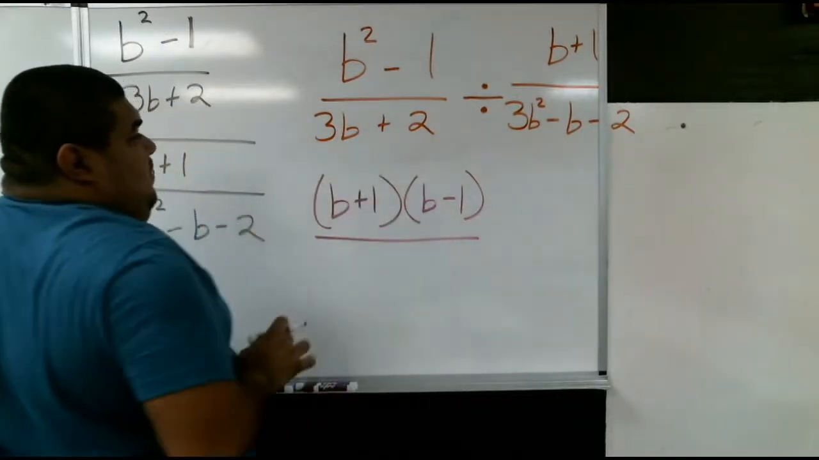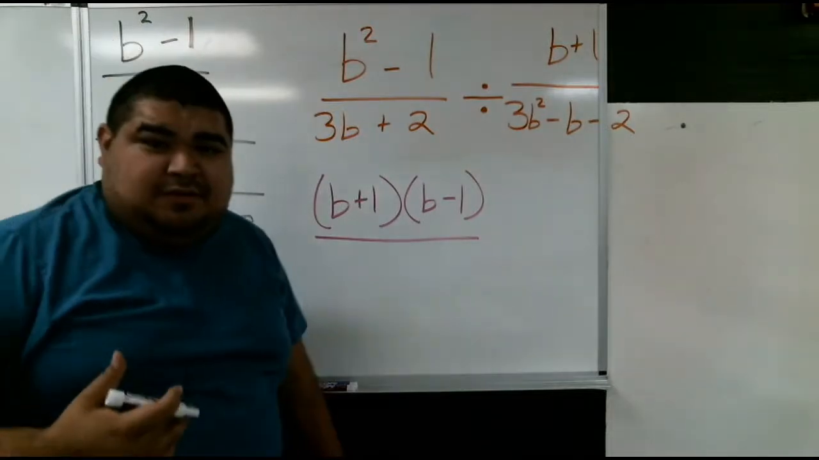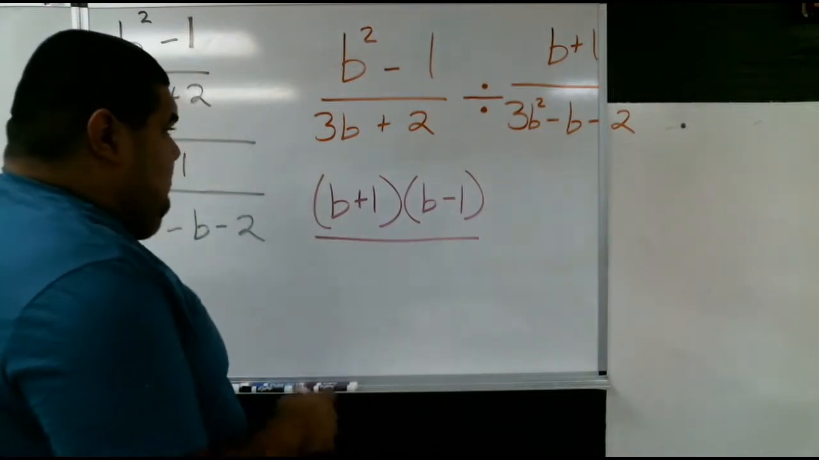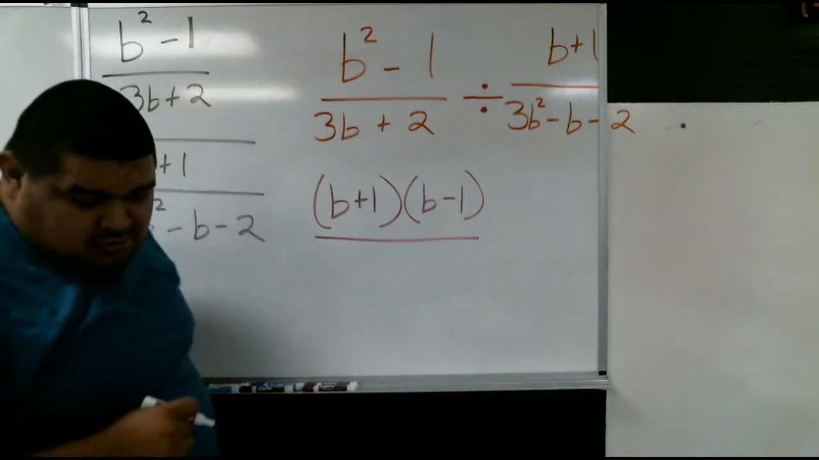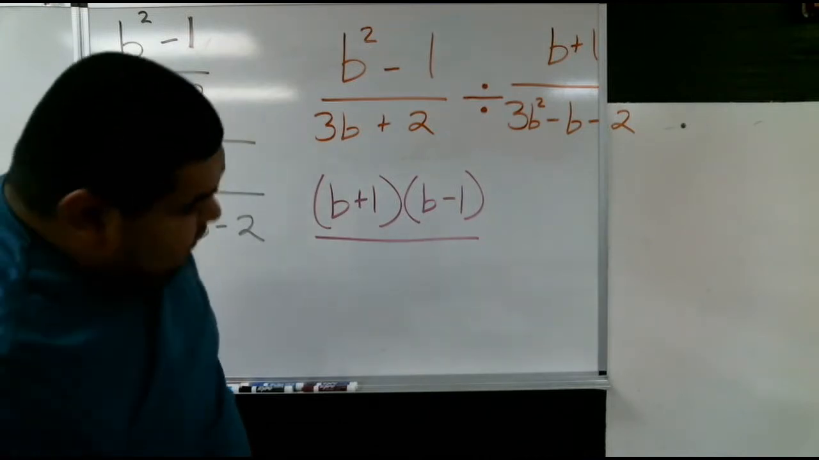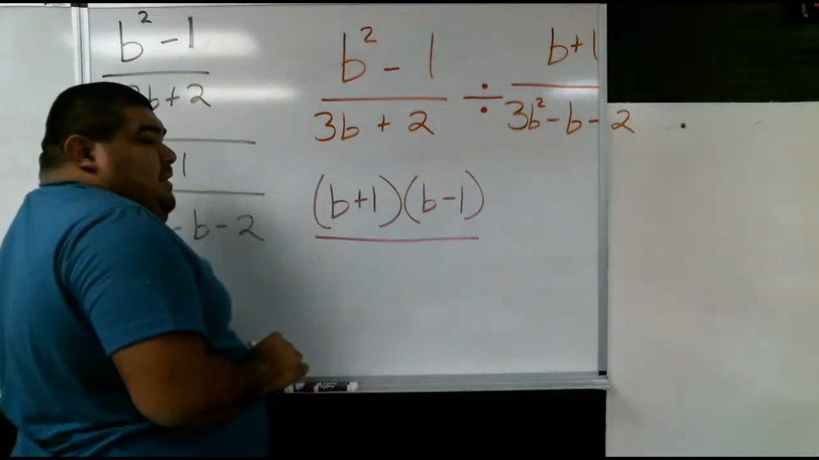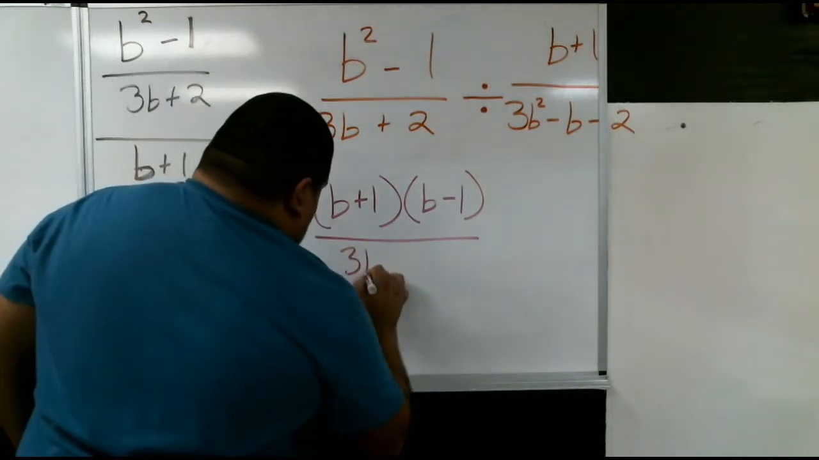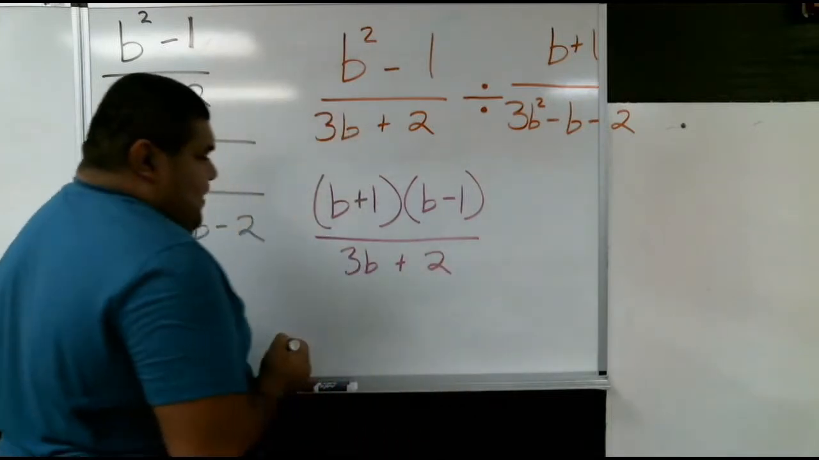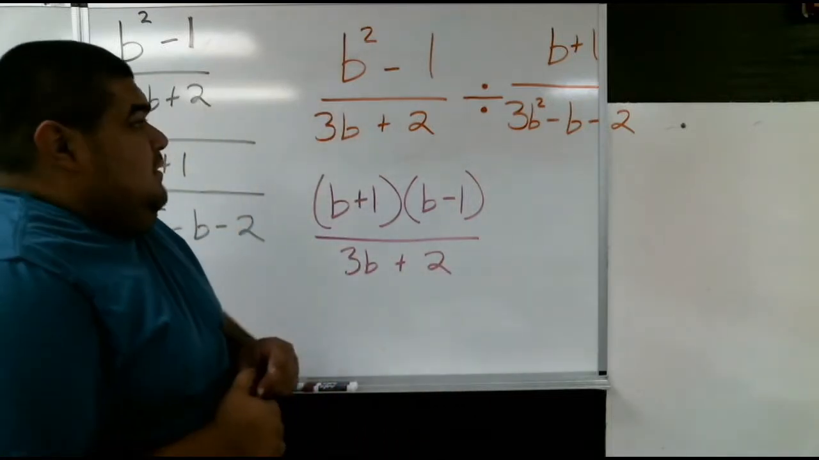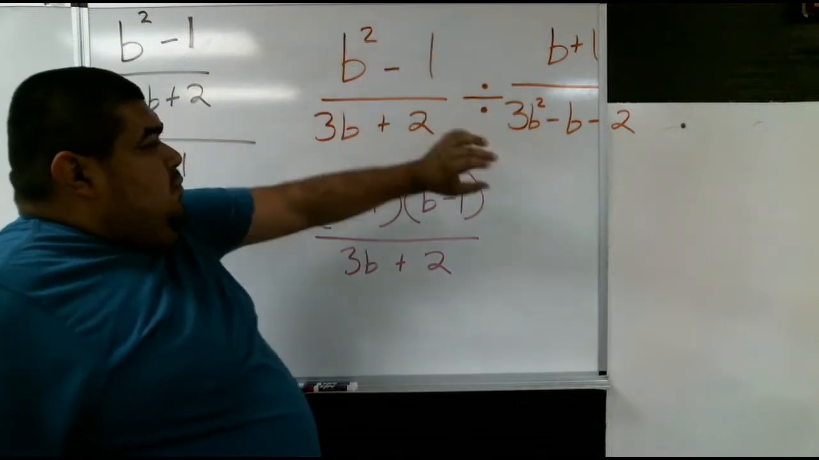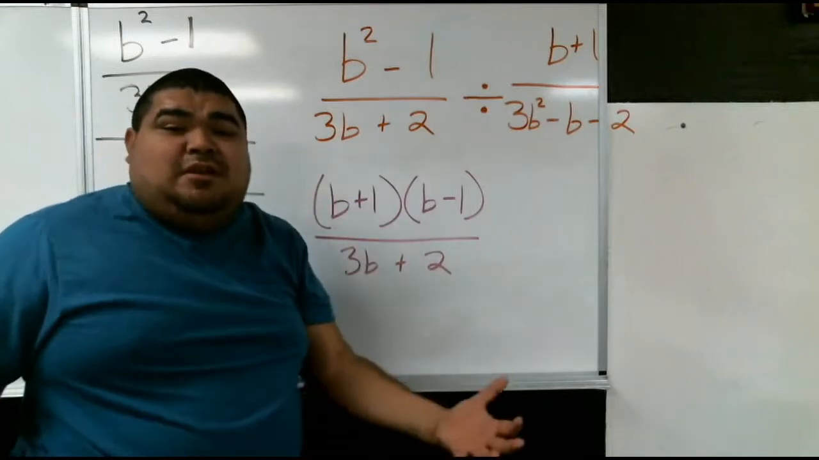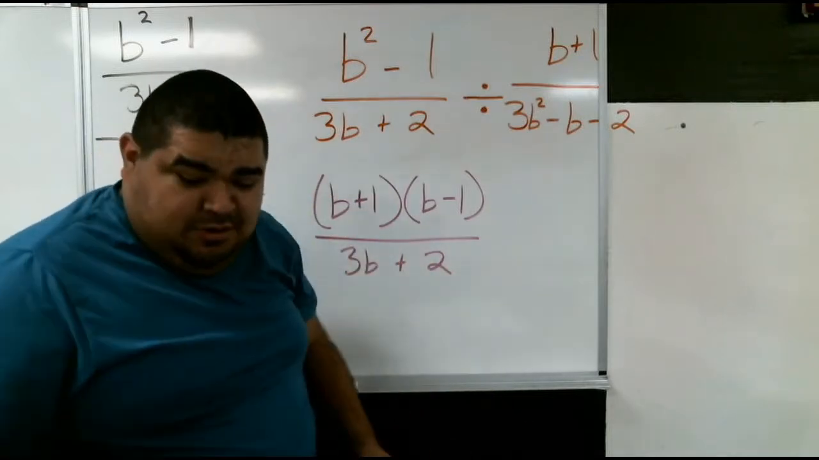notice how we have something here on the bottom. If you look at this expression on the bottom, do we have anything in common? 3b plus 2. Since there's nothing in common, we're going to leave it as it is. I'm going to write it as 3b plus 2. Now we're going to try to break down the other ones. Notice that b plus 1 can't be broken down anymore. It's already prime, so we're going to leave it as it is.